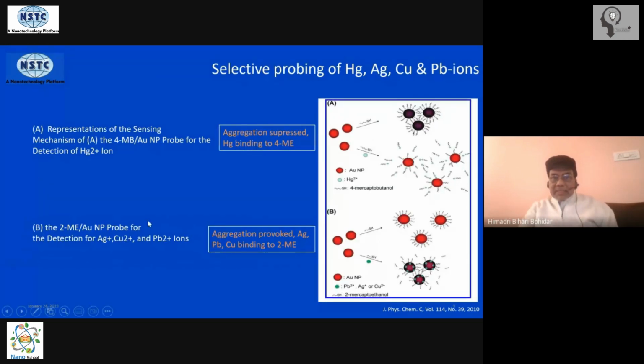Now, how does the selective probing of these heavy ions take place here? Now you see, when you take the mercaptobutanol as the ligand, look at this figure here. This is the gold nanoparticle. You add the 4MB molecule to this. This is the thiol group there. Then they get coated on the surface of the gold nanoparticle.